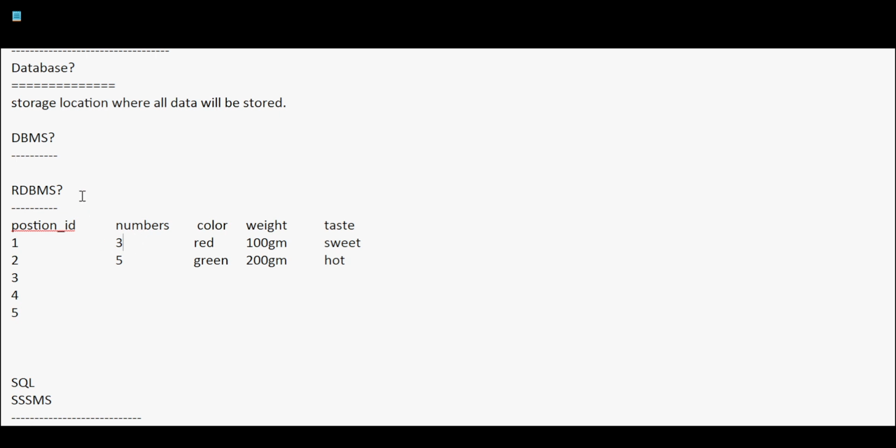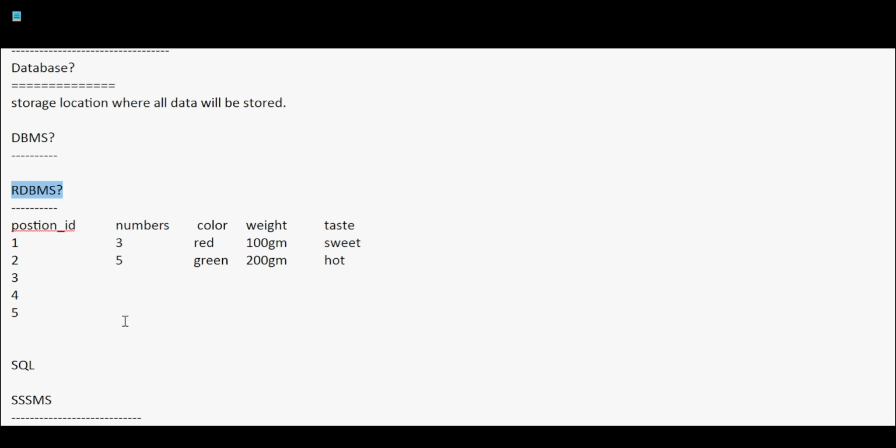Okay, and that's where we use RDBMS, Relational Database Management System. It's just a tool where we store all the data in the format of tables, and the table has columns and rows. Okay, and what is SQL? SQL is Structured Query Language, which is the language we use in RDBMS or DBMS to communicate with the database. This is the programming or database language that we use to communicate with the database.